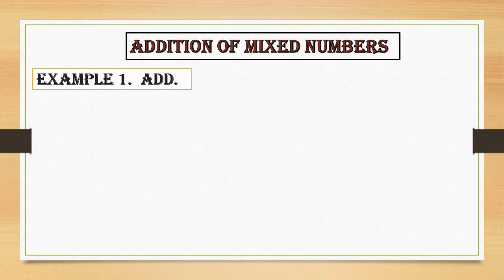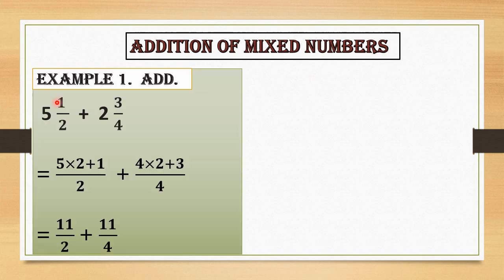Students, now we will start our main topic, that is addition of mixed numbers. We already know what mixed numbers are. So let's see an example: 5 and 1 by 2 plus 2 and 3 by 4. So we have to add these mixed numbers.